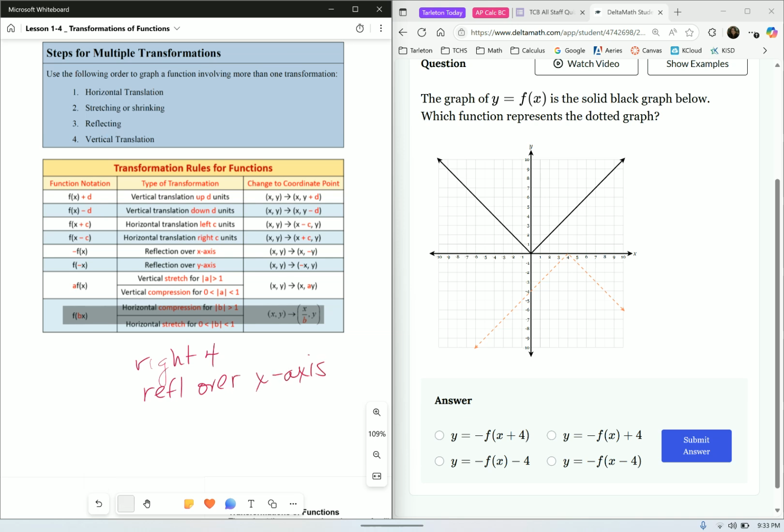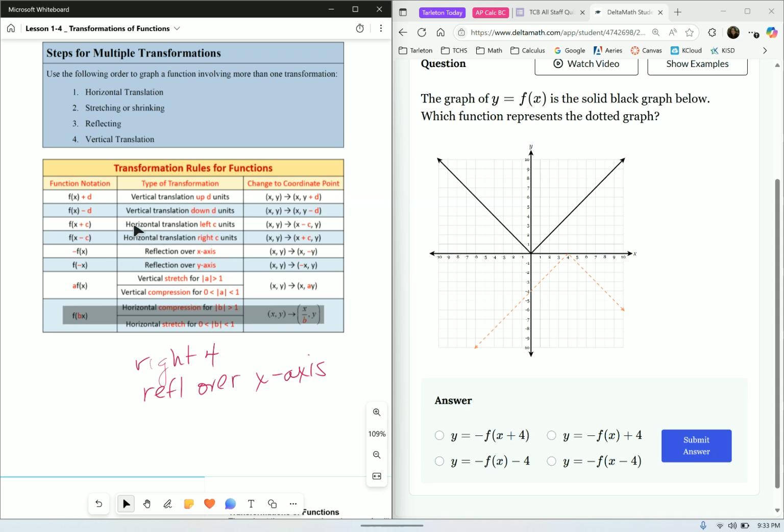And how about vertical translation? It stayed pretty put on the x-axis. So we look here at which one of these 4 would represent right 4 and reflect over the x-axis. Well, right 4 means, over here with the right, that the number being affected is going to be inside the parentheses because it has to affect the x.